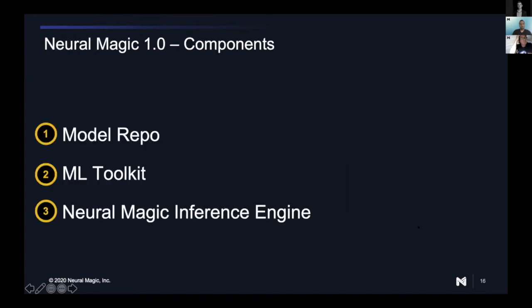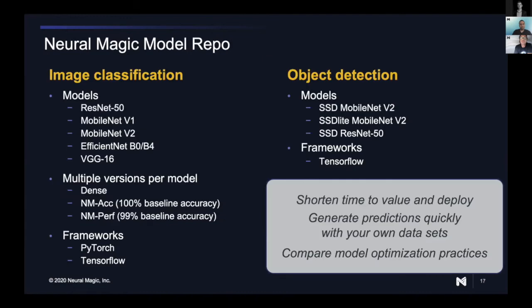So let's dig in a little bit further into the three components that I mentioned: the repo, the toolkit, the tooling, and the inference engine. So just to give you a sense of what's in the model repo today, we're constantly adding models, but we have a series of both classification and detection models. And for most models, we provide multiple versions of the model.